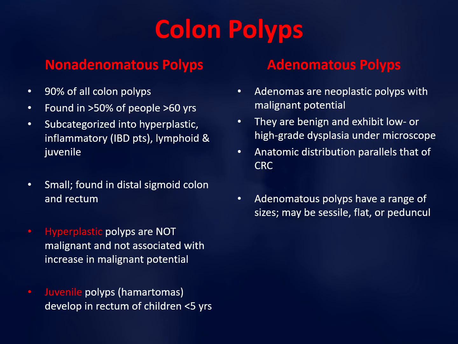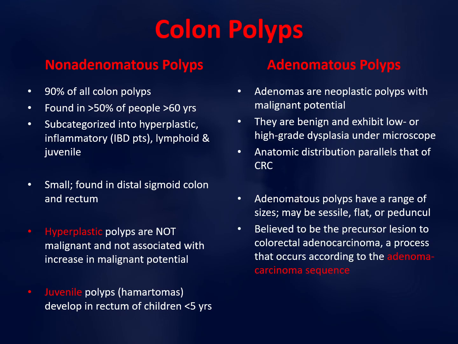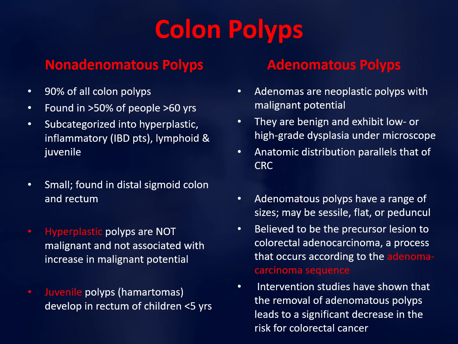They can be sessile, flat, or pedunculated, as already seen. They have a range of sizes. They can bleed. And the most important risk is that they are a precursor to colorectal adenocarcinoma. And this process occurs according to the adenoma-carcinoma sequence: adenoma, then low-grade dysplasia, high-grade dysplasia, and then carcinoma. That's why these lesions should be resected in order to decrease the risk of colorectal cancer.